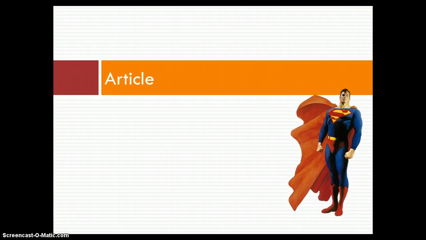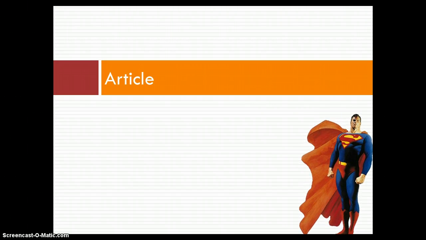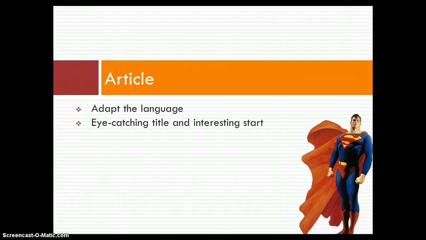An article is a piece of writing that informs the reader about a specific topic. To begin with, an article is a formal piece of writing. However, the language must not be as formal as when writing, for instance, an essay, because you have to adapt the language to the target audience. For instance, an article in a student magazine is perhaps not as formal as an article in a scientific magazine.